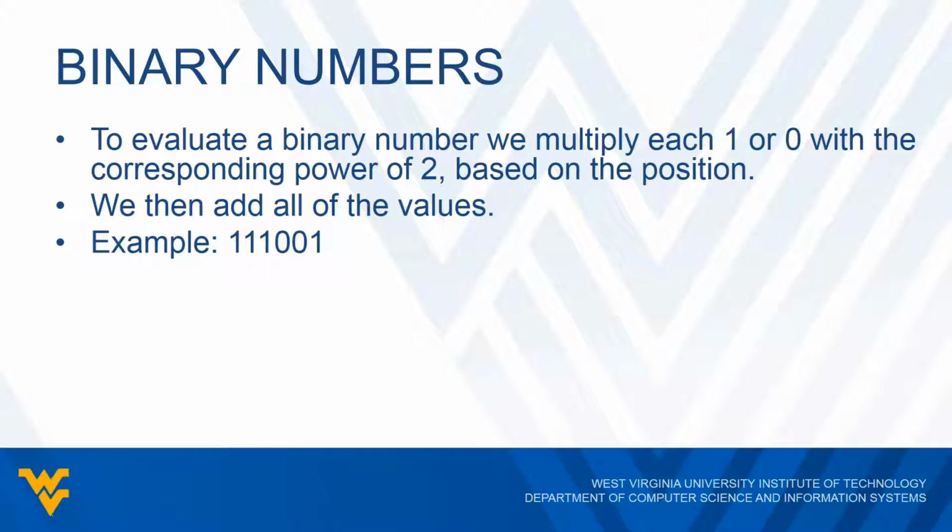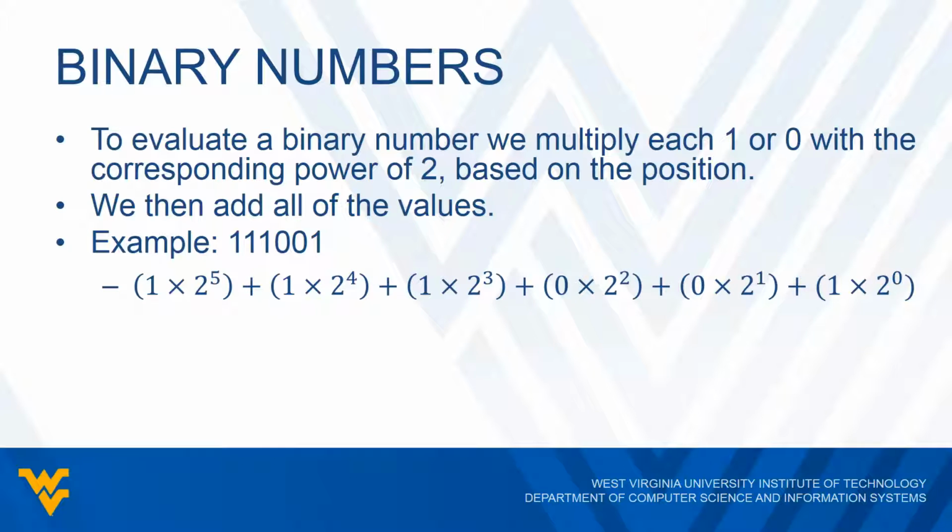Let's use the 111001 binary number as our example. We're going to take each 1 and 0 and multiply it by a corresponding power of 2 based on the position. So the entire expression would look something like this: 1 times 2 power 5, plus 1 times 2 power 4, plus 1 times 2 power 3, plus 0 times 2 power 2, plus 0 times 2 power 1, plus 1 times 2 power 0.